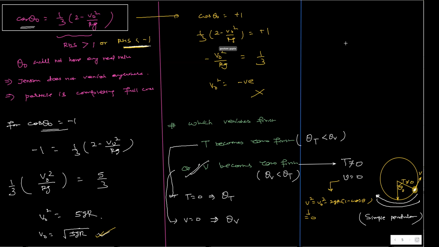But if the tension is becoming 0 first, then this is the projectile case that I told you. The particle is moving in this circle, and the tension becomes 0 first. So when the particle comes here, tension is gone, but the velocity is still non-zero. After that the motion will be free fall under gravity. Mostly this will come at an obtuse angle.